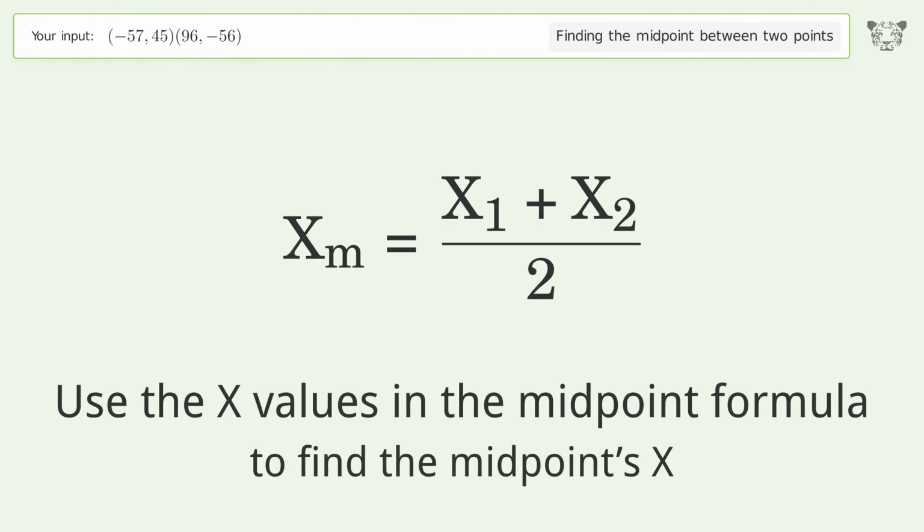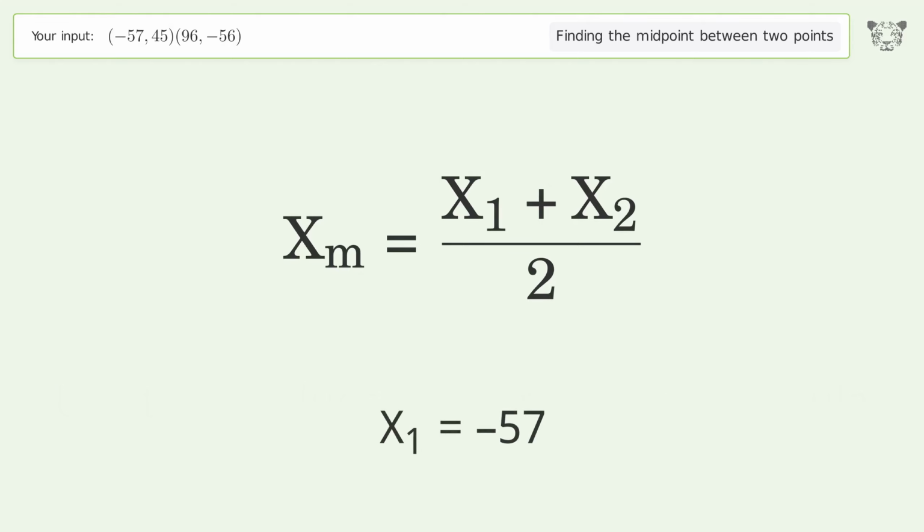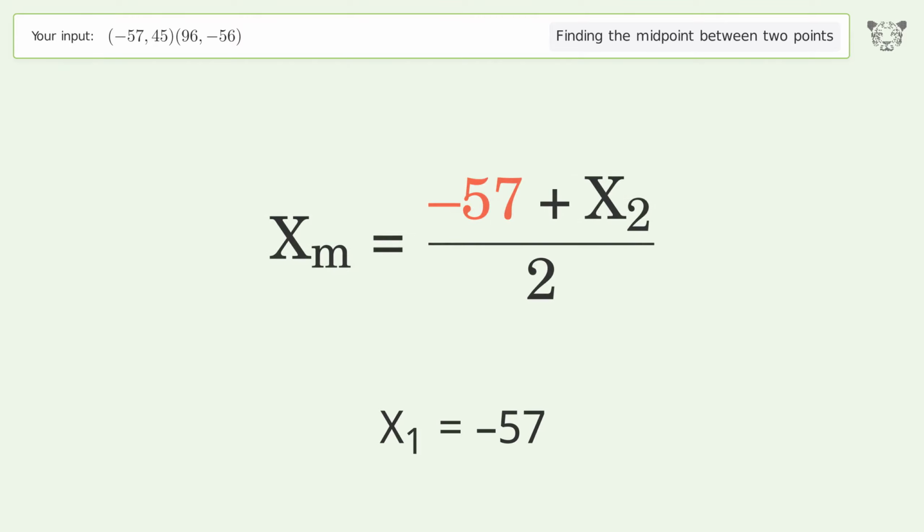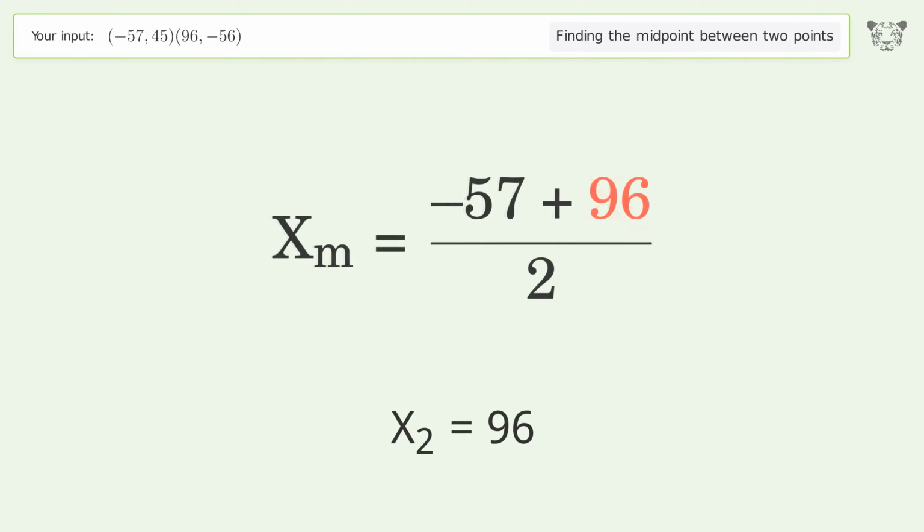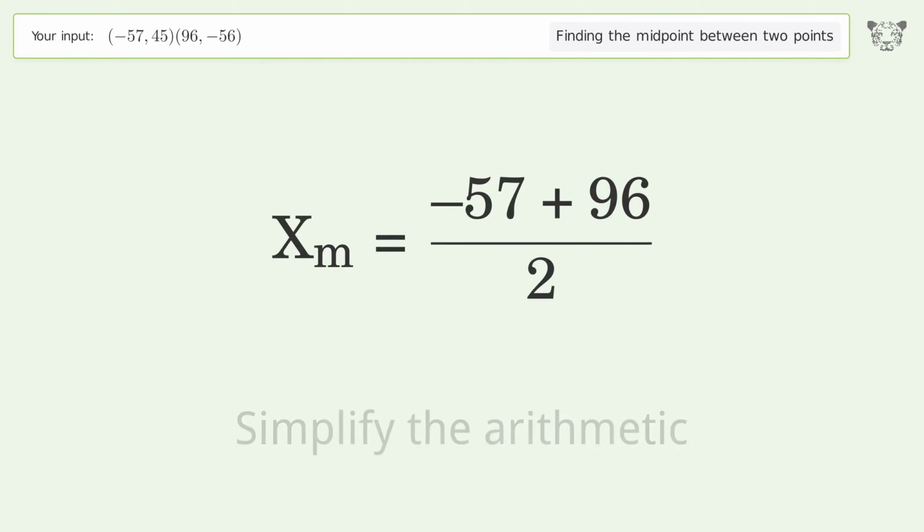Use the x values in the midpoint formula to find the midpoint's x. x1 equals negative 57. x2 equals 96. Simplify the arithmetic.